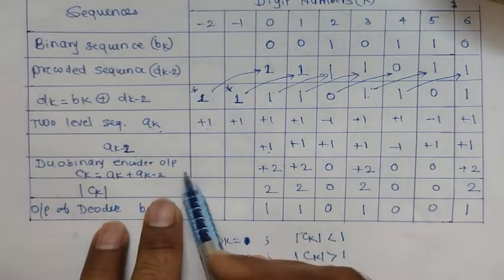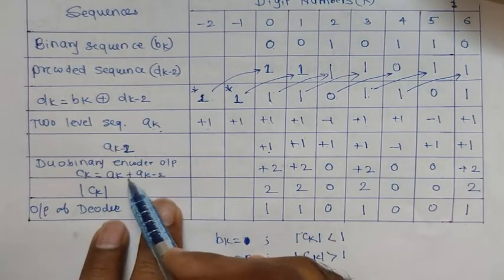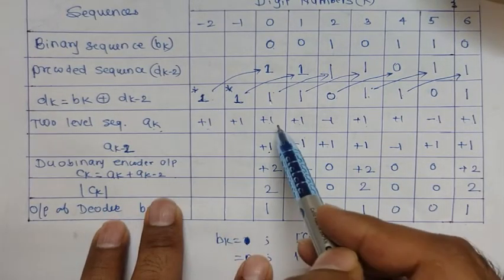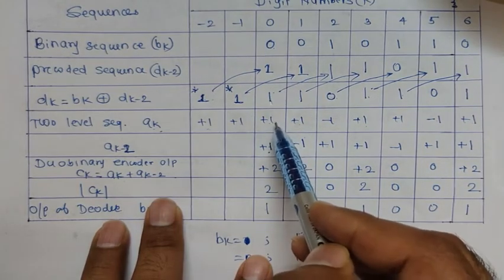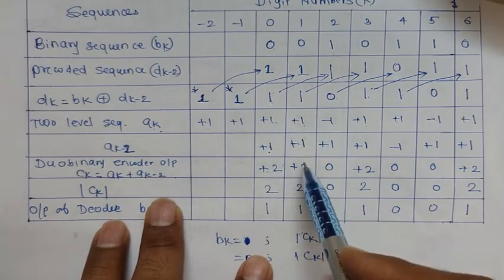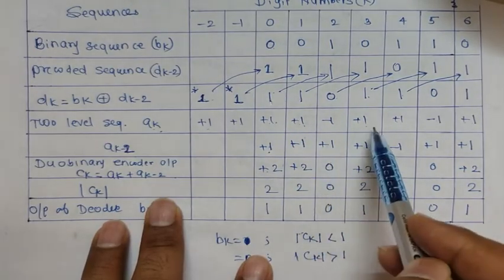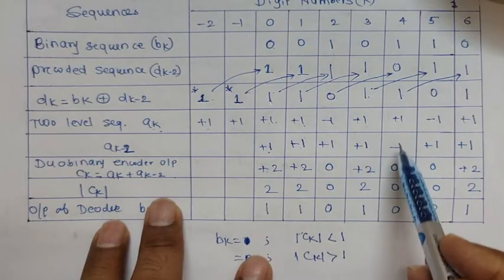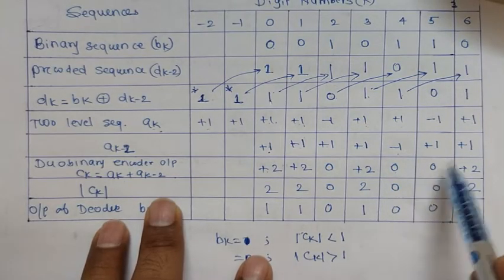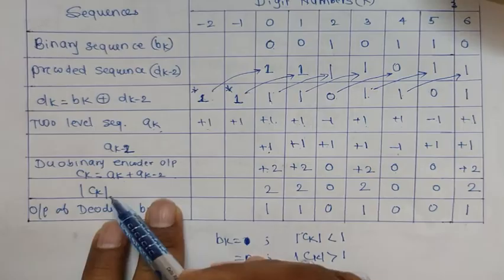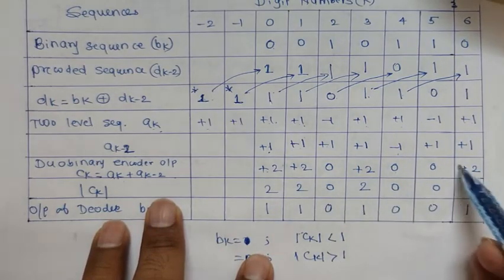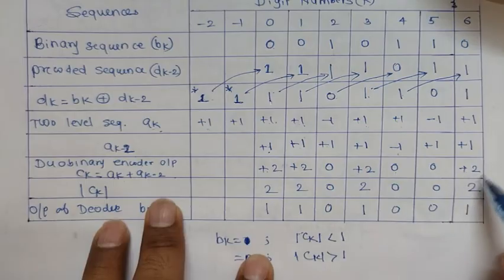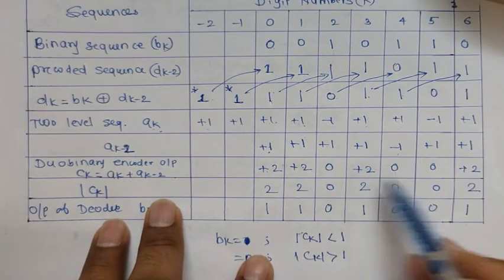Now the duobinary encoder output: ck is equal to ak plus ak minus 2. We just need to add ak and ak minus 2. This is simple addition, not XOR addition. So 1 plus 1 is 2, 1 plus 1 is 2, -1 plus 1 is 0, 1 plus 1 is 2, 1 minus 1 is 0, -1 plus 1 is 0, 1 plus 1 is 2. Now we take the mod. If there is a negative sign, it will be converted into a plus sign, but there is no negative sign here.